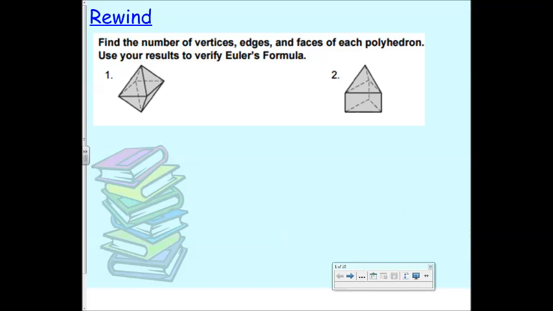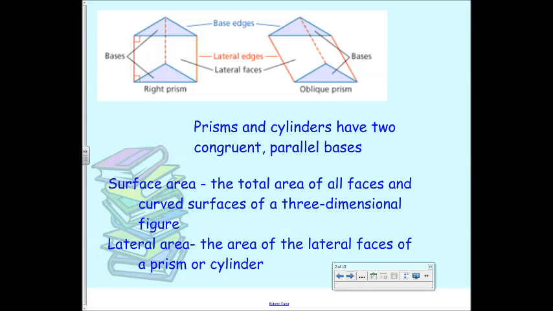All right, so we are going to get started with surface area and volume, which is the second half of the unit that we're leading into today. So, prisms and cylinders have two congruent parallel bases. Remember, if it's a prism, the top base and the bottom base are identical, and that's how we name them. For example, this is a prism, but what kind of prism is it? Triangular prism. Even though these faces are squares or possibly rectangles, the bases are triangles, so we call it a triangular prism.